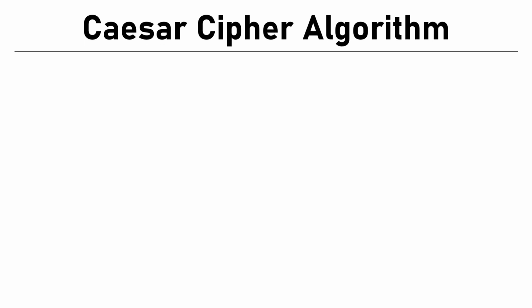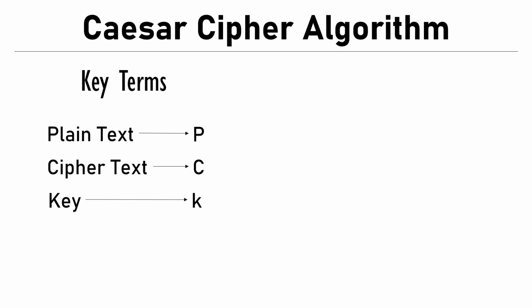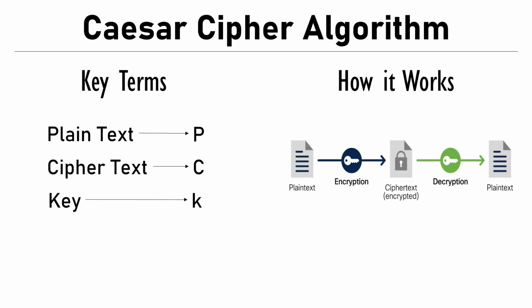In the Caesar cipher algorithm, we must know some key terms. At first, plaintext, which is referred to as P, the ciphertext, which is referred to as C, and the key, which is referred to by K. So how does this algorithm work, or how does the encryption work?